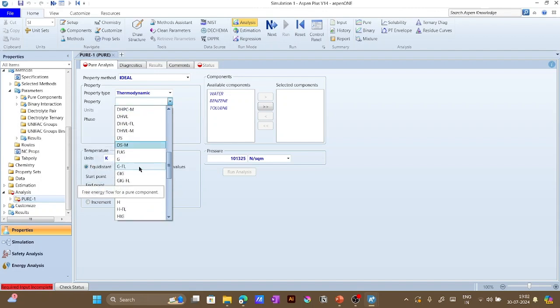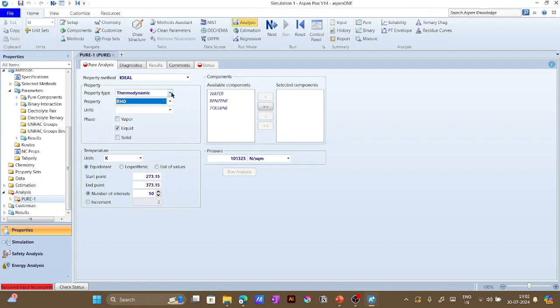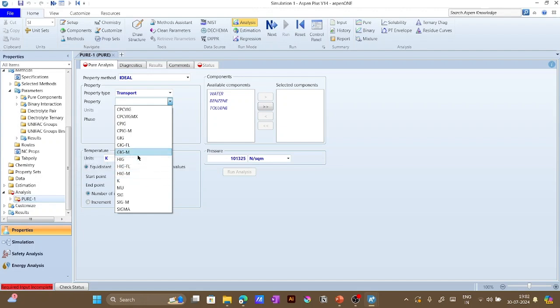It should be MUGHM. CPC. Mass entropy. Where did it go? Let's say I'm right now looking at the, oh sorry, it's a thermodynamic property. So right now I cannot compute viscosity. I have to go under transport property, right?